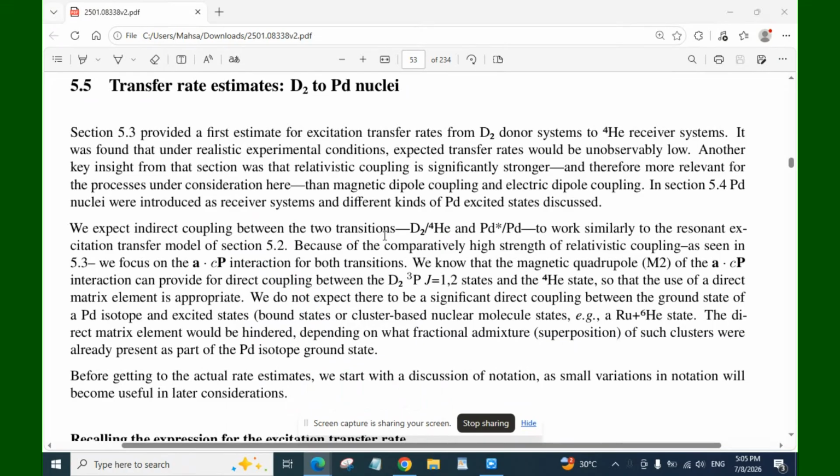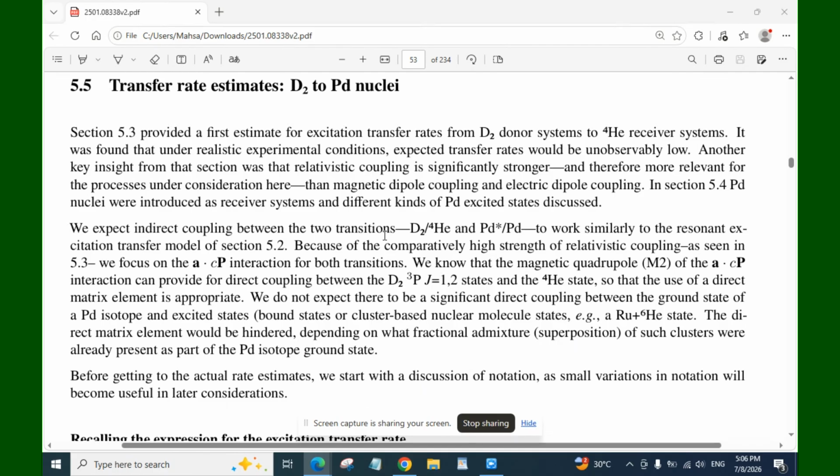Section 5.3 provided the first estimate for excitation transfer rates from deuterium donor systems to helium-4 receiver systems. It was found that under realistic experimental conditions, expected transfer rates would be unobservably low. Another key insight from that section was that relativistic coupling is significantly stronger and therefore more relevant for the processes under the consideration here than magnetic dipole coupling and electric dipole coupling.